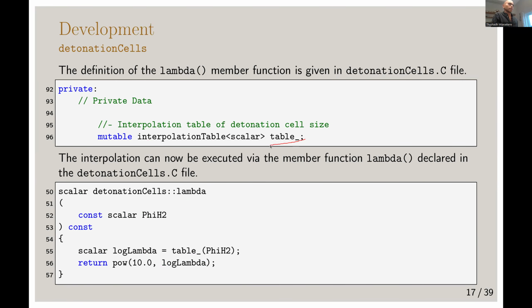This is a repetition of the previous slide, but here we have the calculation. This function called lambda takes the argument phi, the equivalence ratio, and performs the interpolation based on it. It calculates the log lambda for the intermediate values, and then returns the actual detonation cell size by taking the power of 10.